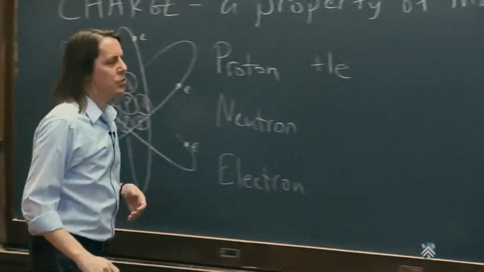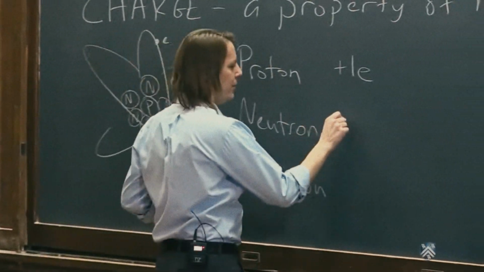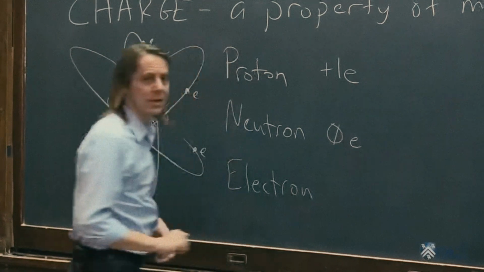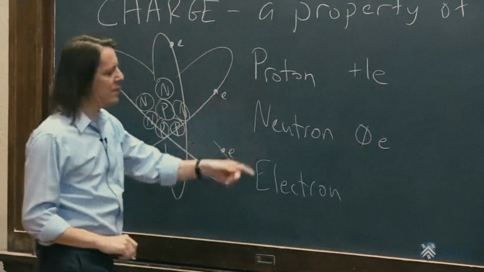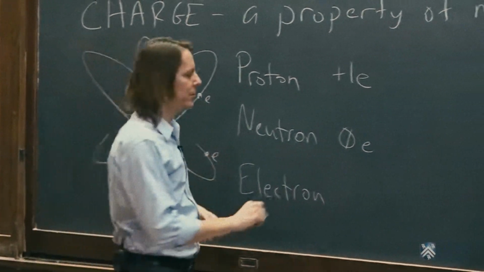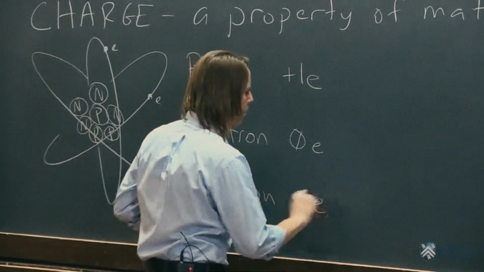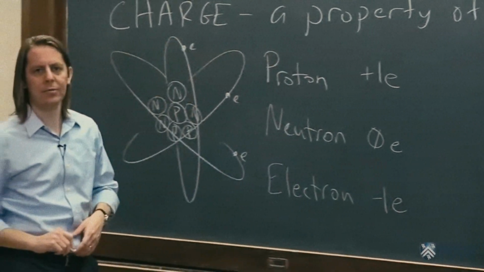The neutron has no charge. It's neutral, as the name might imply. So it has 0 e. And while the proton is +1 e, the electron is negative. It is -1 e. So charge can be positive or negative. That's all.